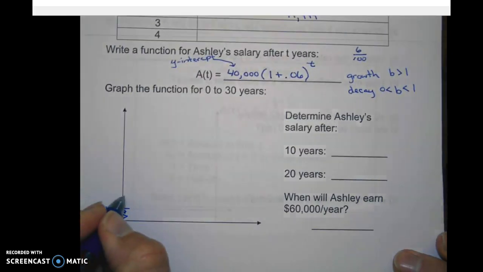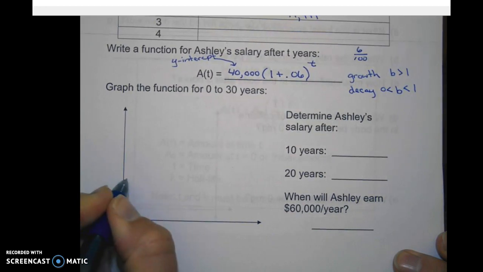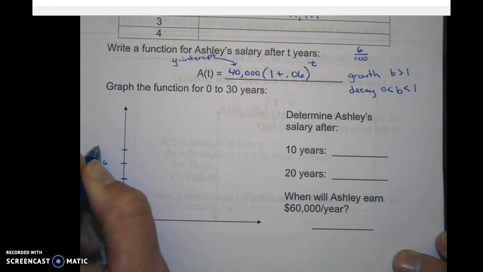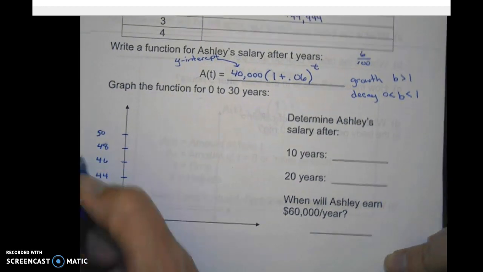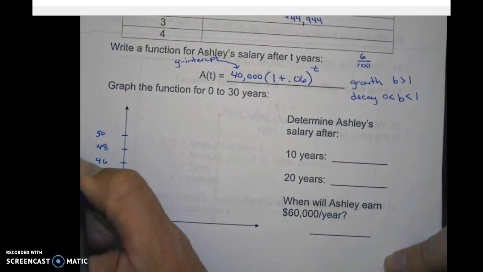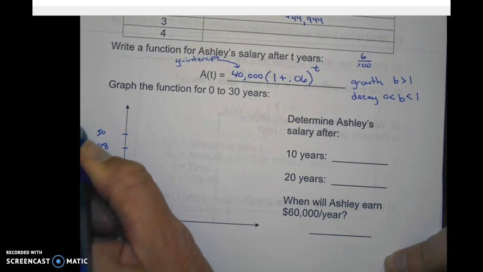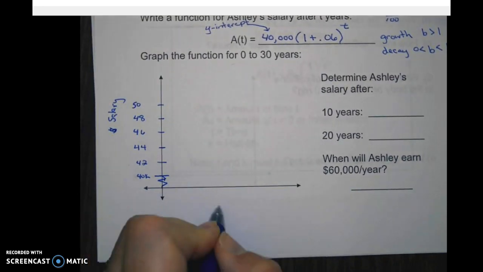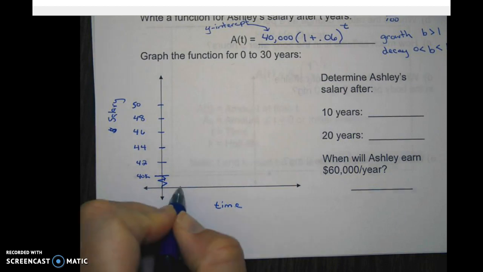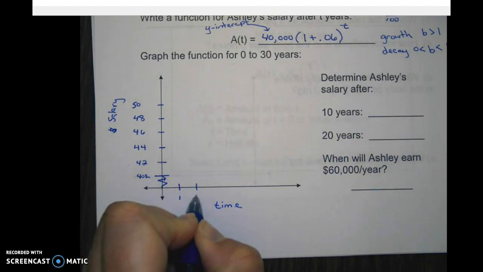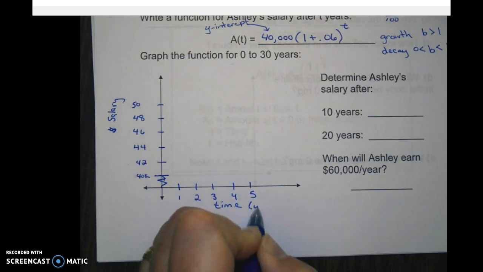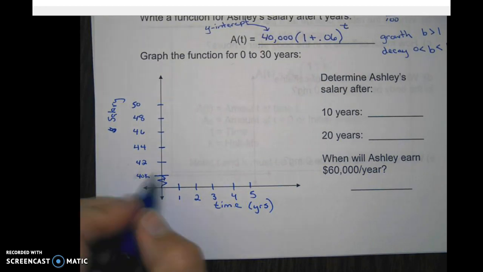So 40, 42, 44, 46, 48, 50. And this is all in money. And this is her salary. And then over here we have time. 1 year, 2 years, 3 years, 4 years, 5 years. And then we start plotting our points.